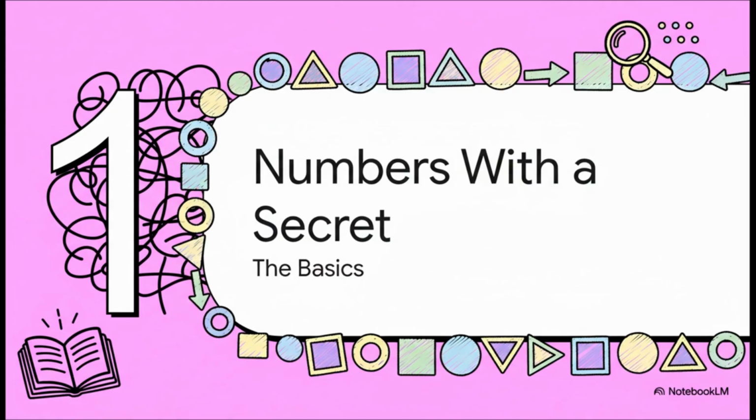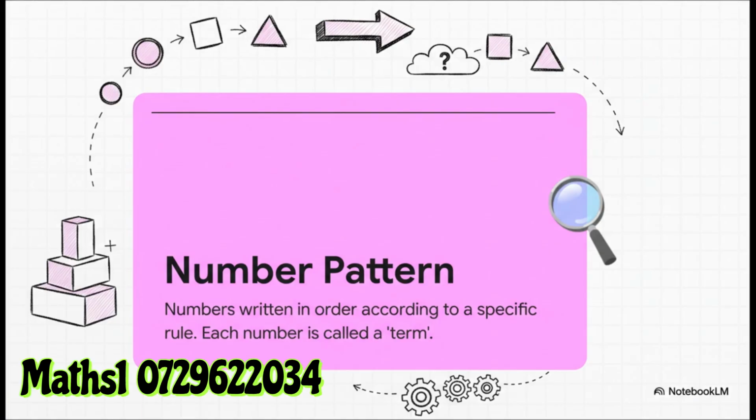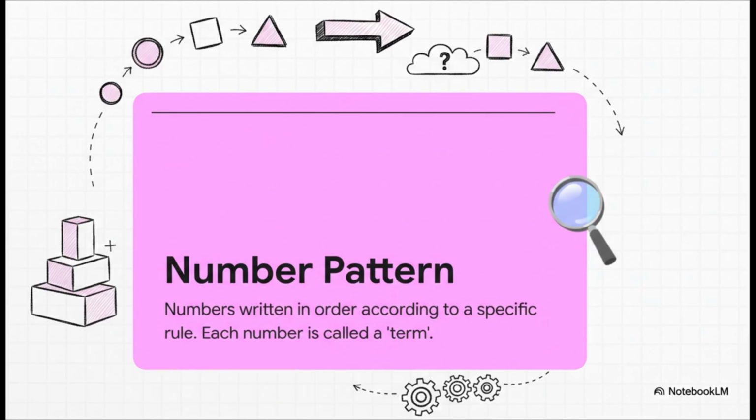What are we actually looking at here? What do the pros call these things? It's called a number pattern. Simple enough. And each number in the line is called a term. So you have the first term, the second term, and so on. The really important thing is that these numbers aren't random at all. They're all connected by a specific rule. And our job is to find that rule.